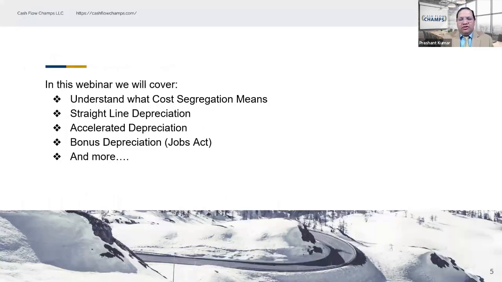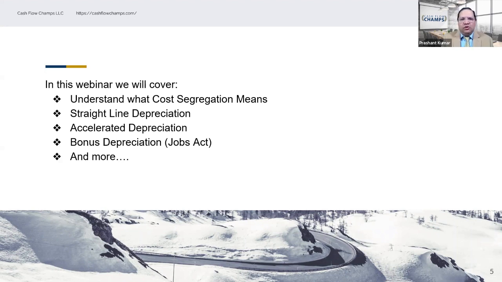Today, we are going to talk about straight line depreciation, accelerated depreciation, bonus depreciation. And again, I'm not representing any company, but we do know many companies who do. If any referrals are needed, we can do that. We don't get paid or anything on that. But I want to bring the awareness about how accelerated depreciation can help us in our journey in real estate.